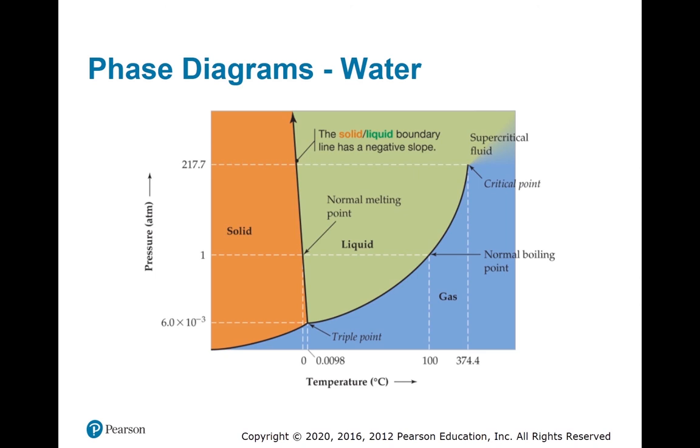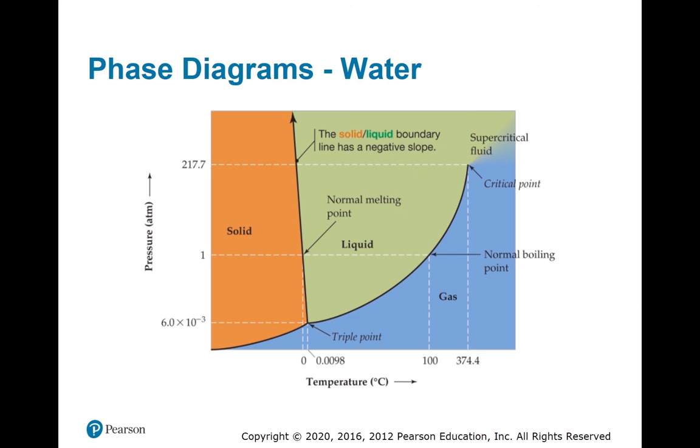Other important features of this graph are that the boundary between liquid and gas changes dramatically depending on the pressure. The lower the pressure, the lower the boiling point, and vice versa. This is typical behavior for virtually all liquid substances. For water in particular, the solid-liquid boundary has a negative slope. This means increasing the pressure lowers the freezing point. This makes sense if you think about it.